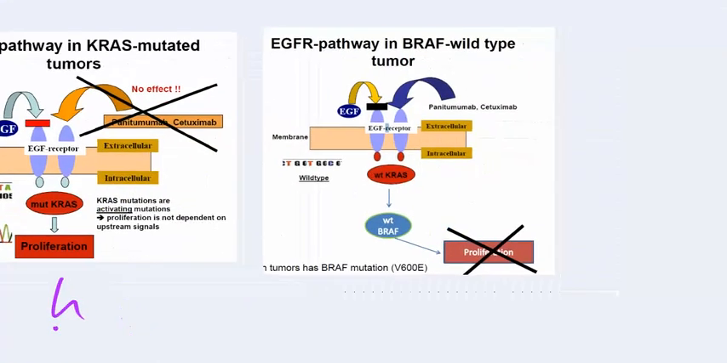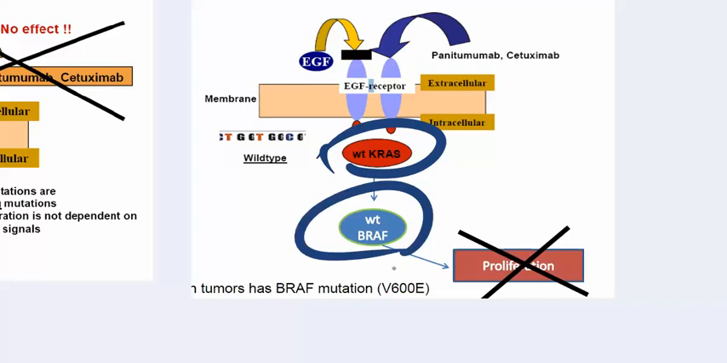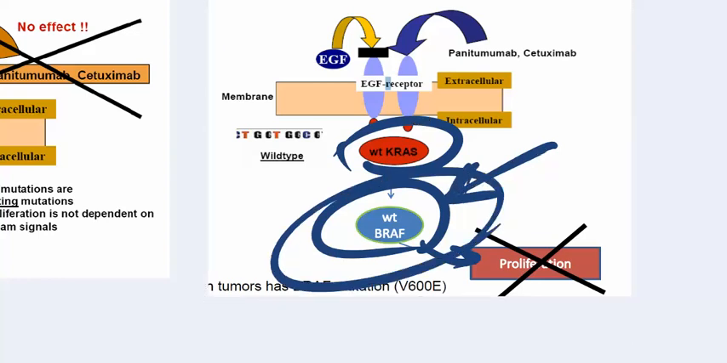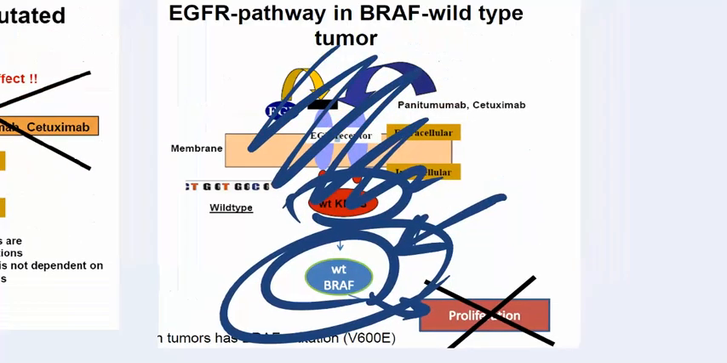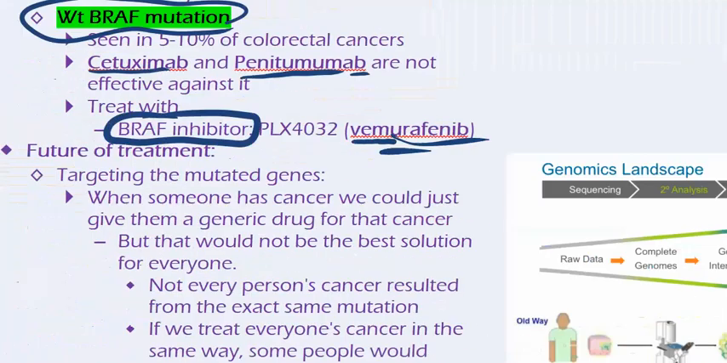Okay, so here it is right here. The KRAS will act on the BRAF, and the BRAF will actually lead to proliferation. But if this one becomes autonomous, so if you get a mutation in it, then it can do its own thing and be autonomous from the rest of these. So using panitumumab and cetuximab is of no use.